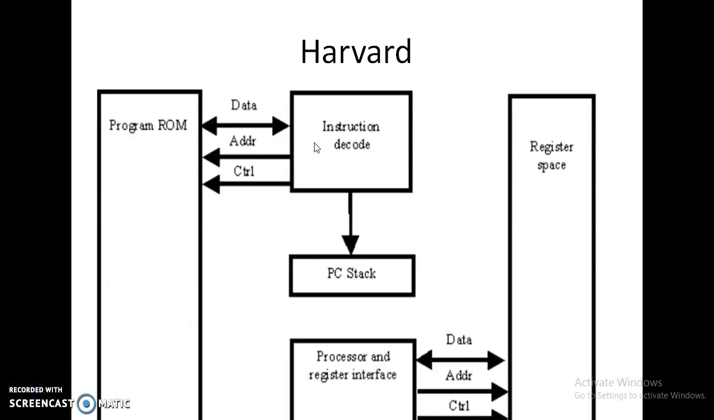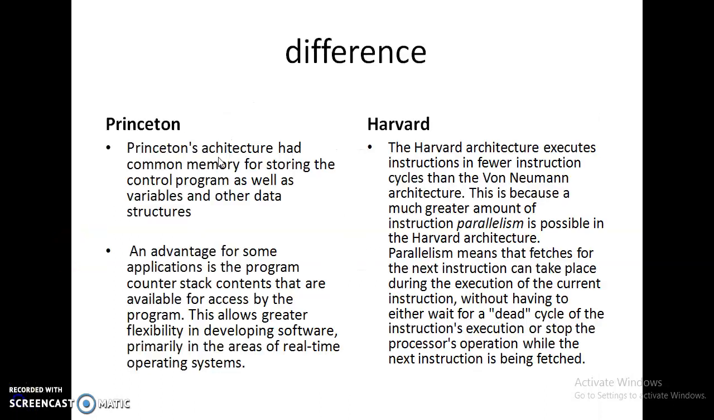In case of Harvard architecture, there is separate memory for data, stack, and also the code. If there is a separate memory for program, data, and stack, that will be Harvard architecture. So what is the advantage when you have separate memory blocks?